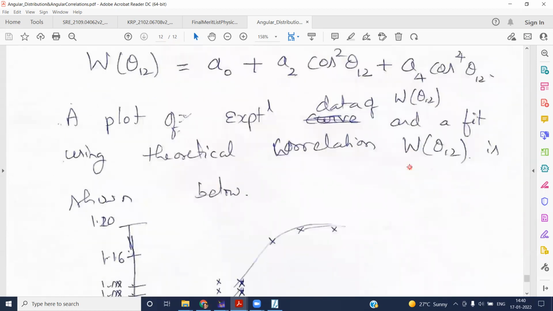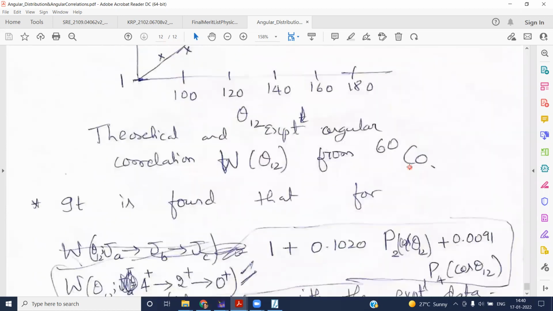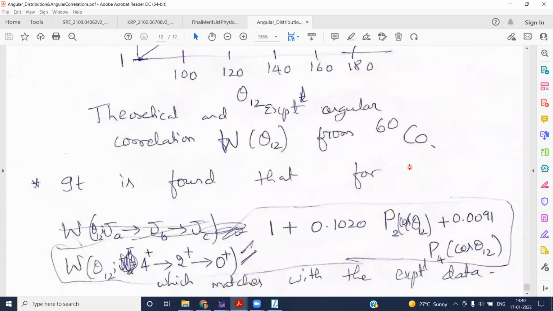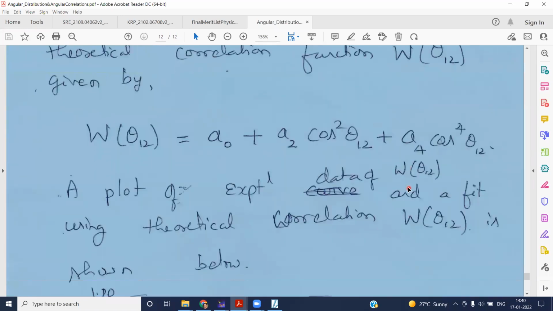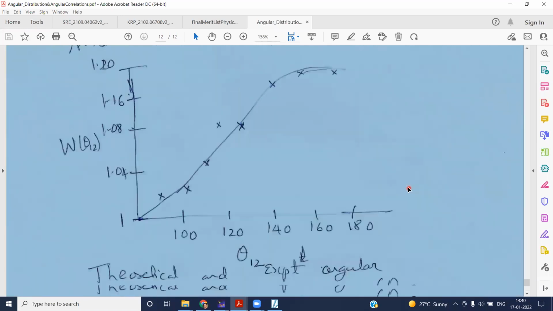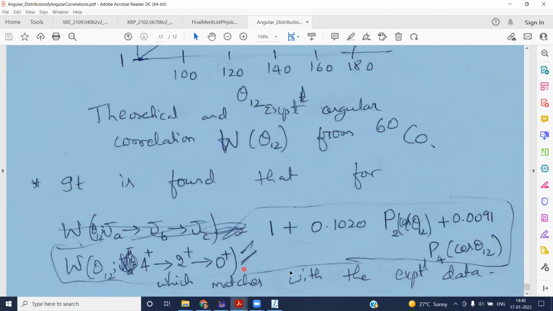So this data can be fitted to that. I find experimental angular correlation, and it is found that for W(θ12) for 4+ to 2+ to 0+, I find 1 + 0.10 cos²θ12 + 0.0091 P4(cos θ12). These are Legendre polynomials. That is what I find in experiments. P2 is cos squared, P4 is cos to the power 4. So this is what matches with the experimental data.